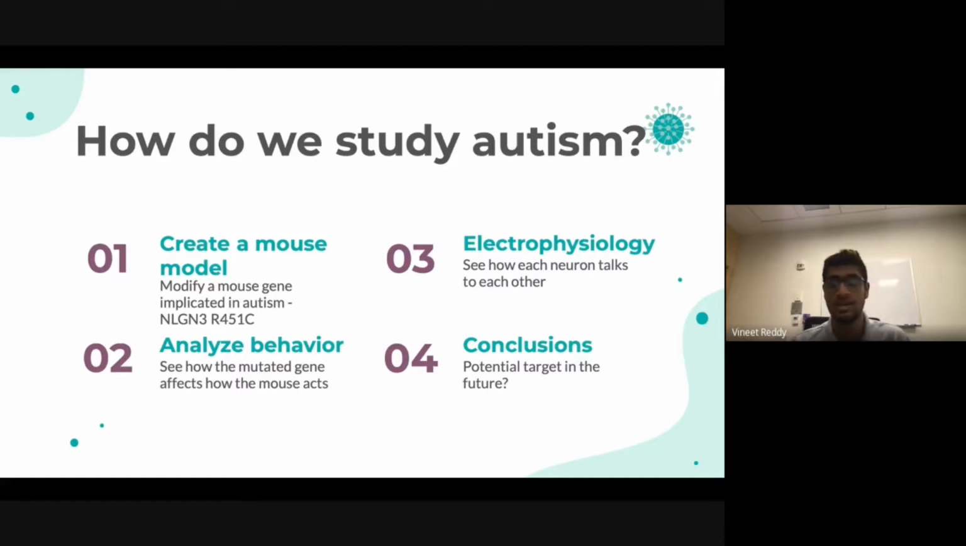And lastly, we combine what we gleaned from the behavior that we saw as to how the mouse acts and the electrophysiological information, so how the neuron sends signals to other neurons, to see whether what we're looking at, what gene we're looking at, is potentially a target for future therapies to affect autism.